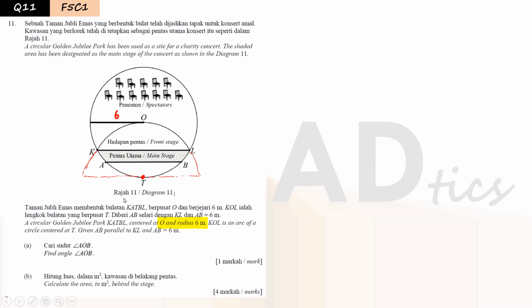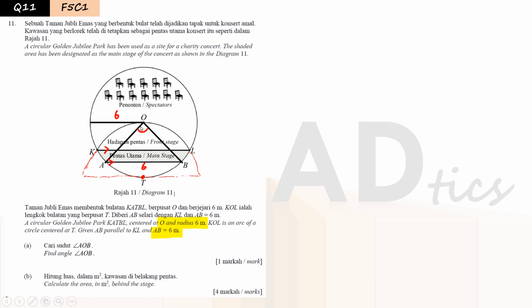Okay? And the next information is AB is parallel to KL. So let me draw the arrows here to indicate it is parallel. And AB is equal to 6 meters, so let me put 6 here. So for part A, we need to find the angle AOB, which is somewhere here. Right? So this is the angle that we need to find.